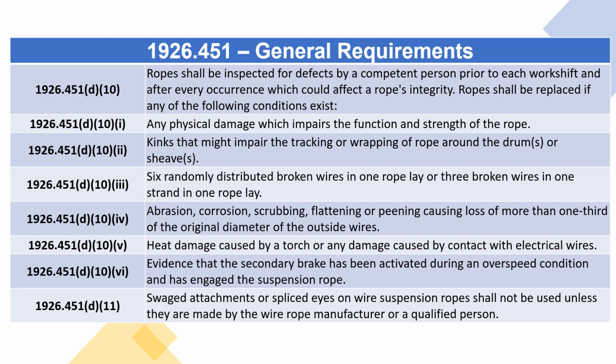Abrasion, corrosion, scrubbing, flattening or peening causing loss of more than one-third of the original diameter of the outside wires. Heat damage caused by a torch or any damage caused by contact with electrical wires. Evidence that the secondary brake has been activated during an overspeed condition and has engaged the suspension rope.